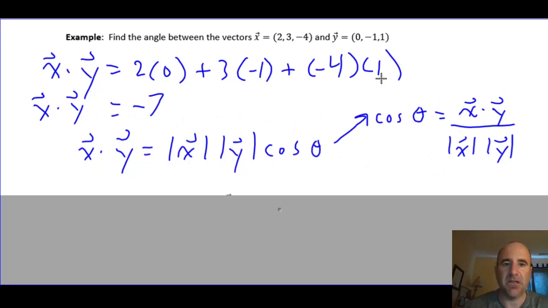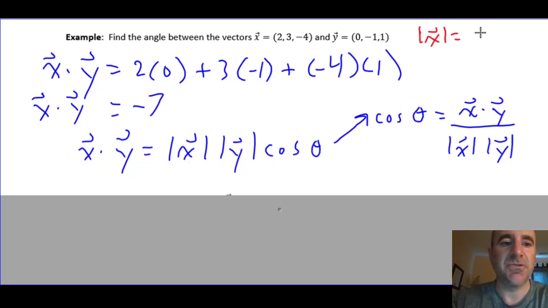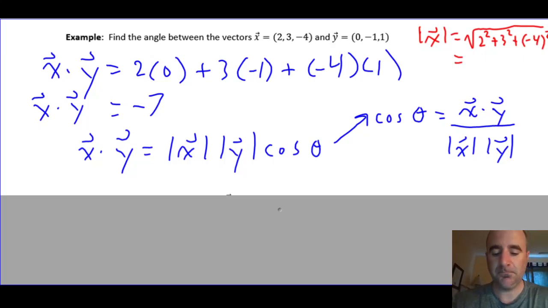Sorry, I didn't leave myself a lot of room here, but I'll figure the magnitudes out in the top corner here. So the magnitude of x is equal to the square root of 2 squared plus 3 squared plus negative 4 squared, or root 29.